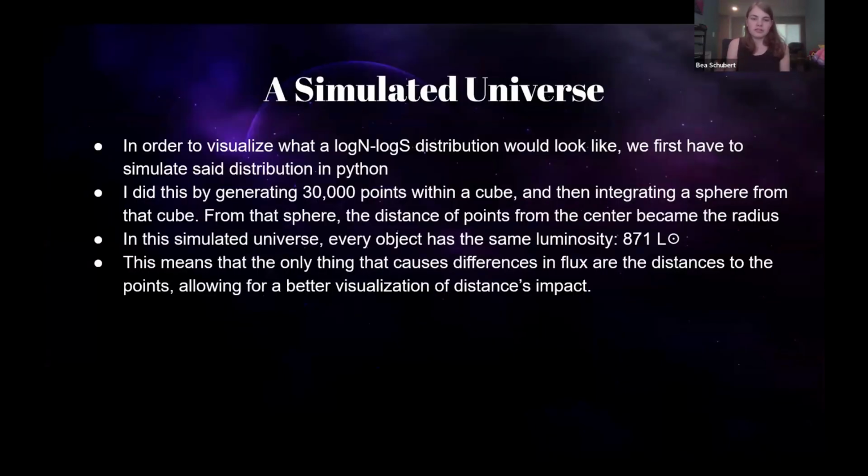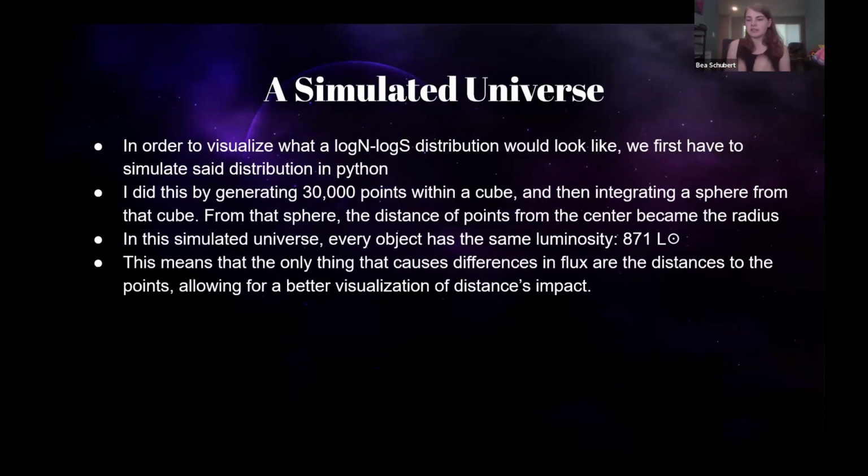And the first thing I did was a simulation. In order to visualize what a log N log S distribution would look like, I simulated it in Python. I did this by generating 30,000 points within a cube, and then integrating a sphere from said cube. From that sphere, each point on that sphere became a certain star in the universe that I could measure the distance to. Also important to note, in the simulated universe, every object has the same luminosity, 871 solar luminosities.